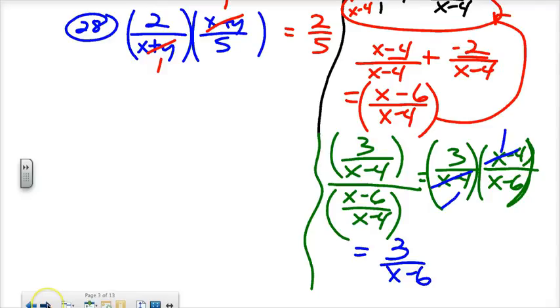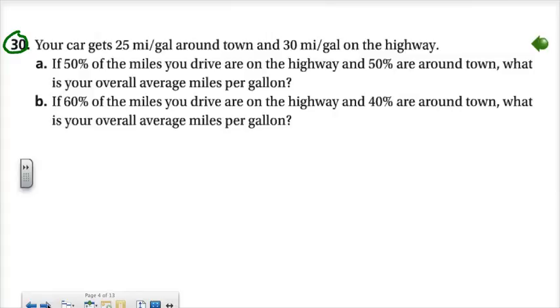Now, next question. Part A is not so bad, but part B is kind of a doozy. So for part A, it says your car gets 25 miles per gallon around town and 30 miles per gallon on the highway. Now that should take you back, a little flashback to the problem that we did in class for problem 5. In problem 5, the example we did in class, it said that they travel the same number of miles. And this one for A says 50% of the miles you drive are on the highway and 50% are around town. And so that fits perfectly with what we did in class.